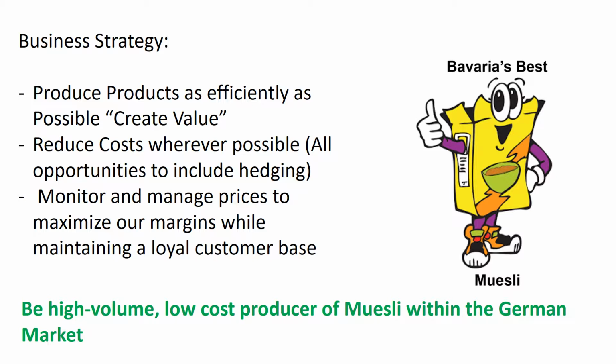Our fundamental strategy has three tenets. First, produce products as efficiently as possible. We want to create value. Second, reduce costs wherever possible, and look at all opportunities to include hedging. The last key aspect is to monitor and manage prices to maximize our margin while maintaining a loyal customer base. The bottom line is we want to be a high volume, low cost producer of muesli within the German market. So let's take a look at our dashboards.